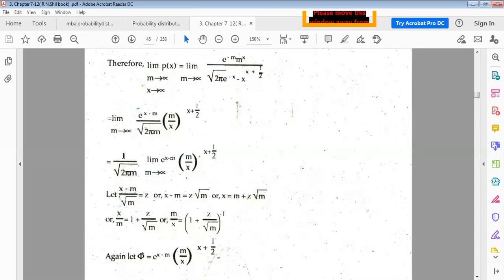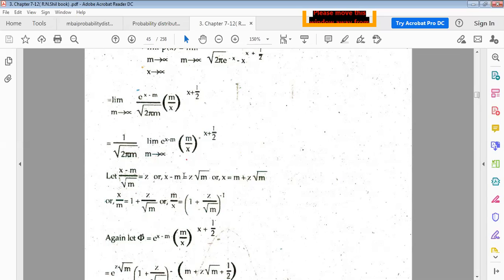Now this can be written as the constant 1 by root over twice pi m. This is the constant, so we have taken it before the limit, and the limit will be e to the power x minus m, m tends to infinity, m divided by x to the power x plus half. Let x minus m divided by root m equal z. We have considered this parameter z, x minus m divided by root m is z.